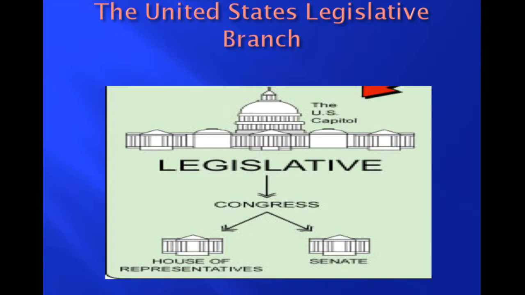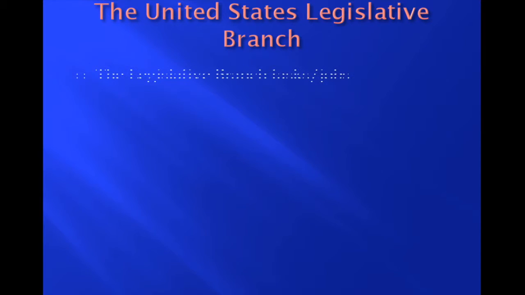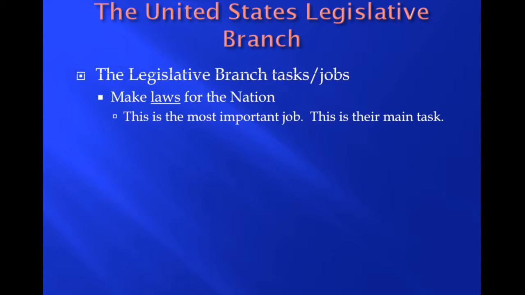The legislative branch is considered bicameral because there's a Congress, and Congress has two houses. Bi is the prefix meaning two. So the House of Representatives and the Senate meet in the U.S. Capitol. Their main job is to make the laws. This is kind of why they were created. It's the most important job they have.